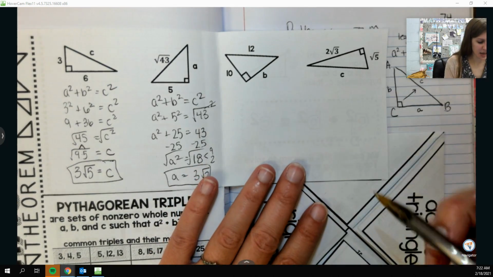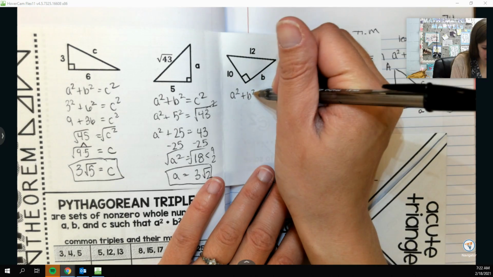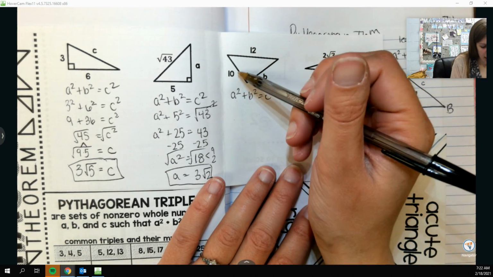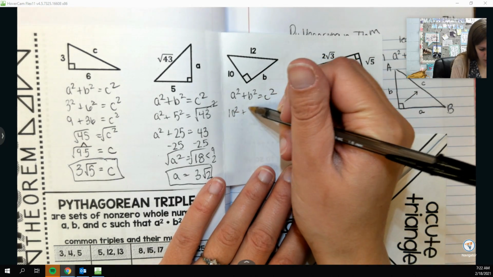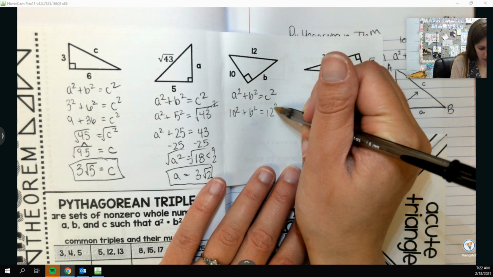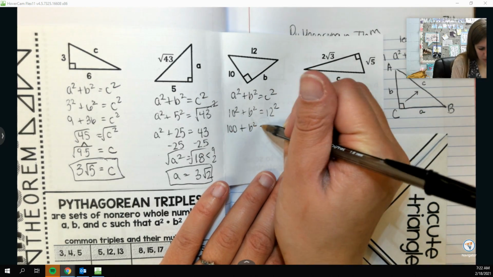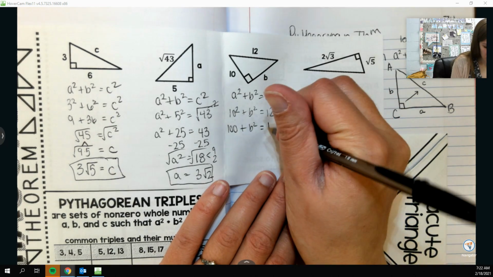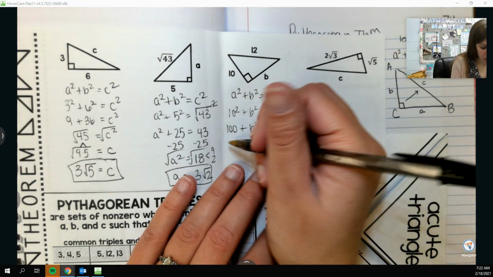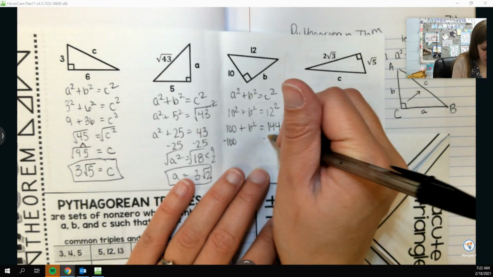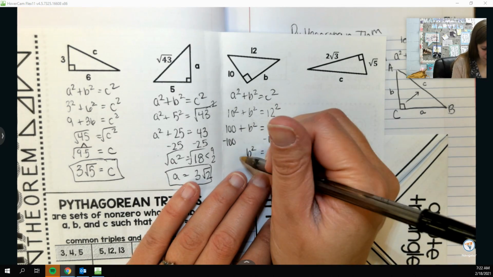Okay, on to the next. I have a right triangle, so I can do a squared plus b squared equals c squared. I do not know the leg that is labeled with b, so we'll do 10 squared plus b squared equals 12 squared. So 10 squared is 100. B squared is still b squared. 12 squared is 144. And like the last one, I can't add up. I need to get b alone, so we'll subtract. So b squared equals 44.